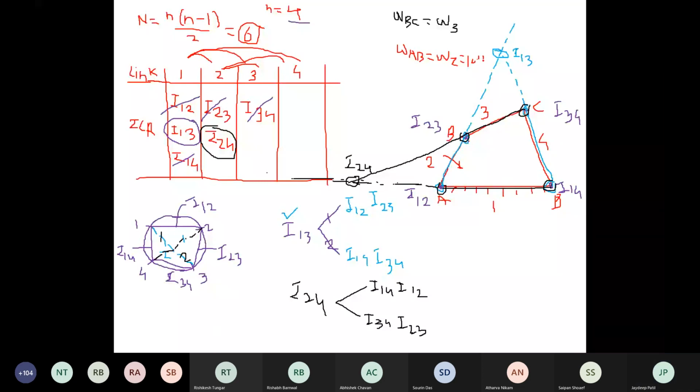How much? Yes sir, 10.47. Okay. Omega 2 is 10.47. Omega 3 you have to find out.